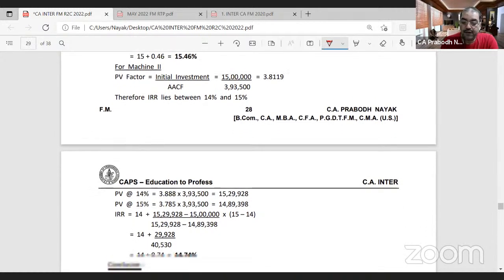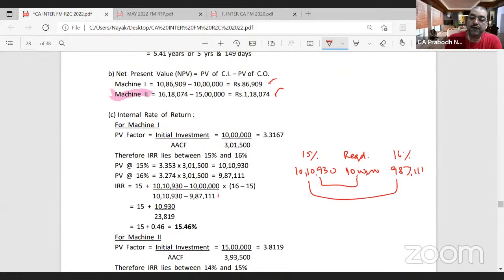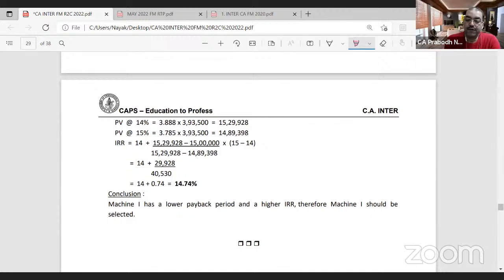So in IRR, whichever is higher, that we select. So 14.74 and 15.46. That means I am going to select machine 1 again. So discounted payback period, I will select machine 1. NPV, I will select machine 2. And internal rate of return, I will select machine 1. So machine 1 has a lower payback period and a higher IRR. Therefore, machine 1 should be selected. Machine 2 has got only one benefit. Machine 1 has got two benefits. That is, two methods are giving thumbs up to machine 1. Okay, so machine 1 has a lower payback period also, and it has got a higher IRR also. Therefore, I will be selecting machine 1.